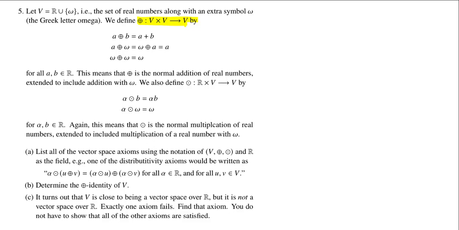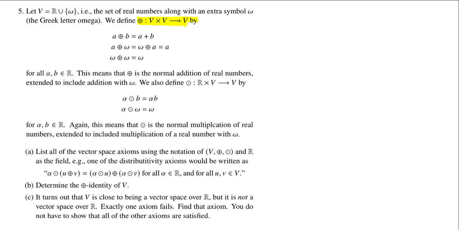Now we have our scalar operation, which we'll call ⊙, again based on the LaTeX command. Here we need an operation which takes a real number and then something in V, and it returns something in V. So I can take some alpha, which is just a real number, and if I multiply it by some other real number, b, it's just going to be the usual multiplication of real numbers. But if I take alpha ⊙ omega, I'm again going to get omega.